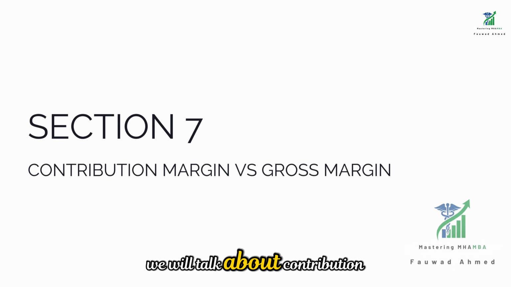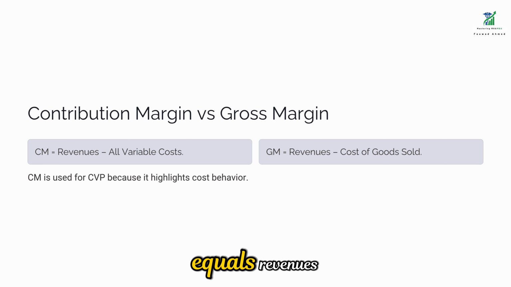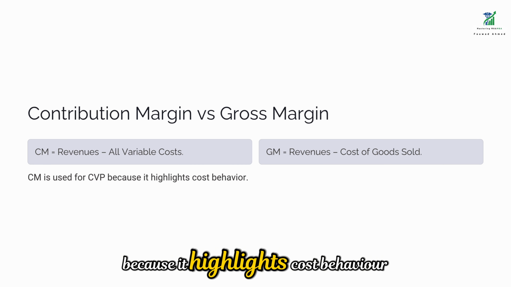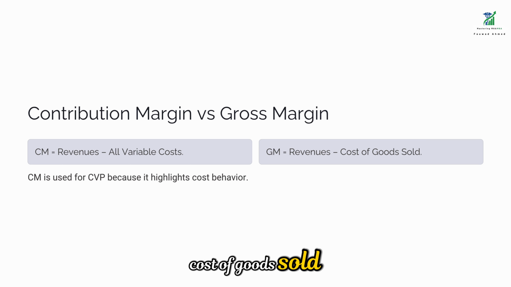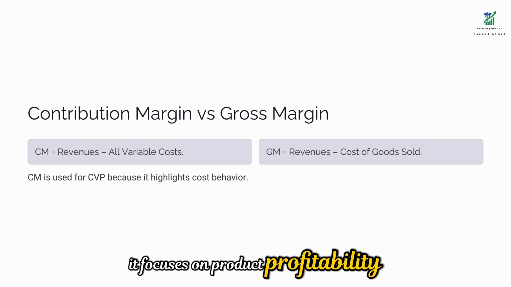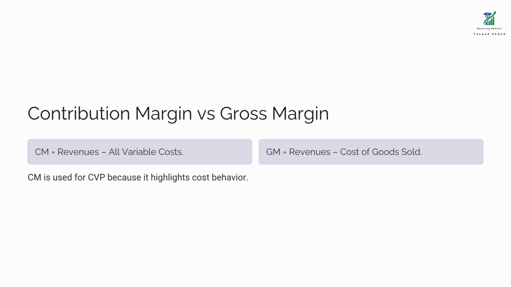Now we will talk about contribution margin versus gross margin in section 7. CM versus GM. Contribution margin equals revenues minus all variable costs. It is used for CVP because it highlights cost behavior. Gross margin equals revenues minus cost of goods sold. It focuses on product profitability and competitiveness. Contribution margin is better for CVP analysis.